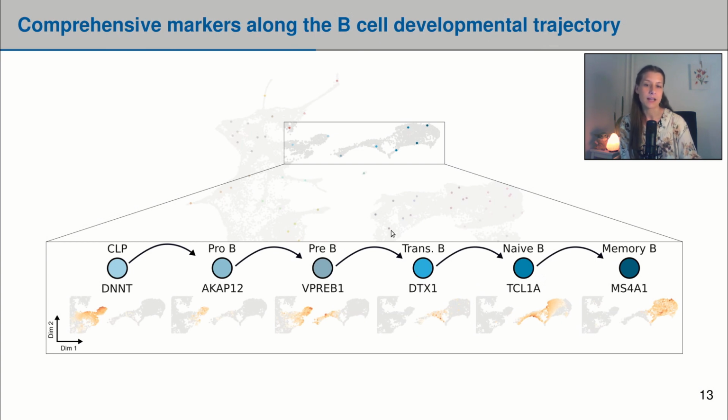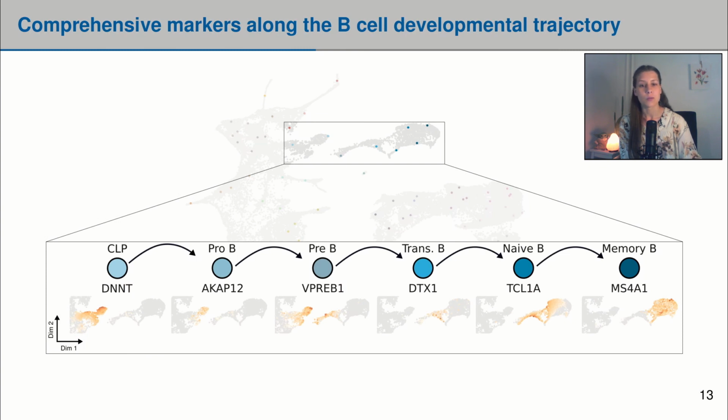DTX1, for example, is highly specific to transitional B cells, while VPREB1 is known to be most highly expressed in pre-B cells and is most enriched there, but it's also expressed in common lymphoid progenitors, pro-B cells and transitional B cells. It is the relative enrichment of these genes in a particular cell neighborhood that allows for specific cell state annotations.